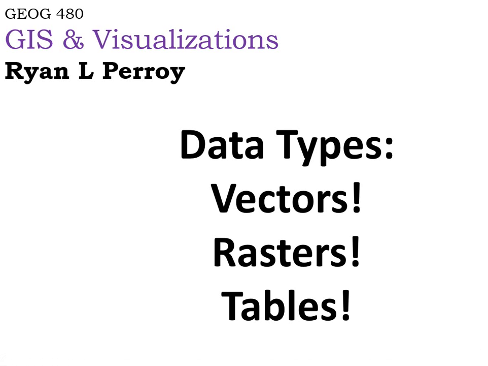Alright, in this video, I think we're going to be talking a little bit about the differences among different types of data which we can use and manipulate in GIS. And so we've got vectors and rasters and tables, and many of you may have heard these terms before, but we're going to try to do our best to define them a little bit more tightly and give some good examples of what they are.